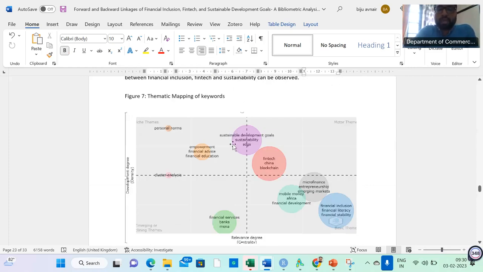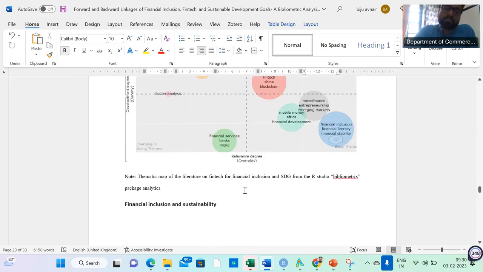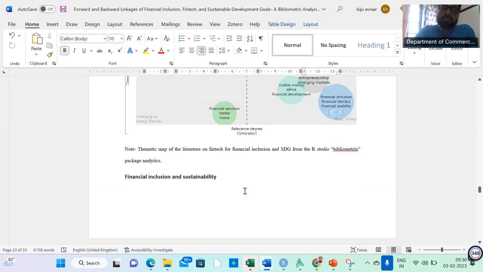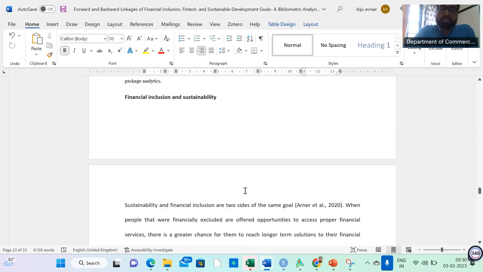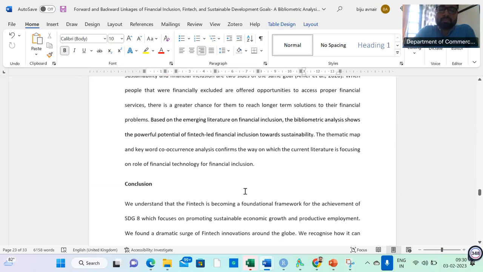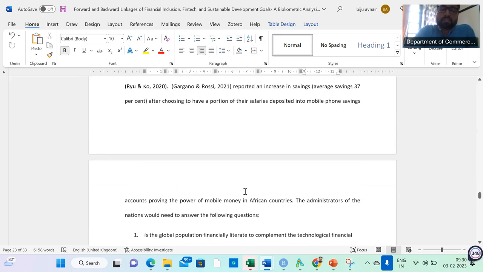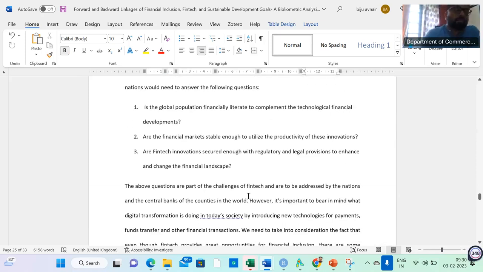This is the thematic mapping, which clearly states that sustainable development goals are part of the centrality, and fintech and these empowerment services, financial inclusion, mobile money, all these things act as a catalyst towards sustainable development goals. So finally, we found that financial inclusion and sustainability are closely linked, as per the UN agenda.